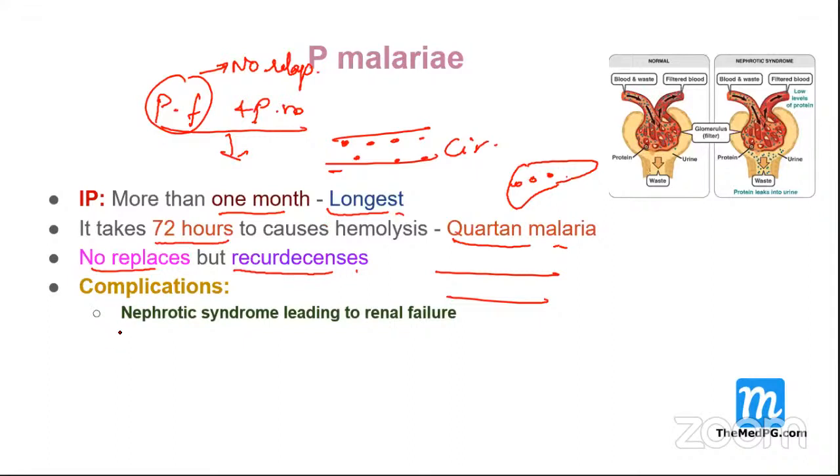And what is the most common complication of this Plasmodium malariae? Very, very important.